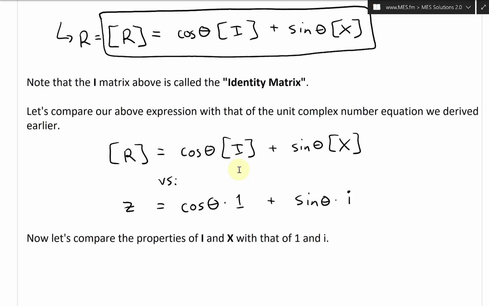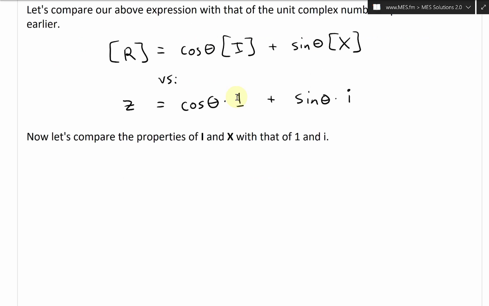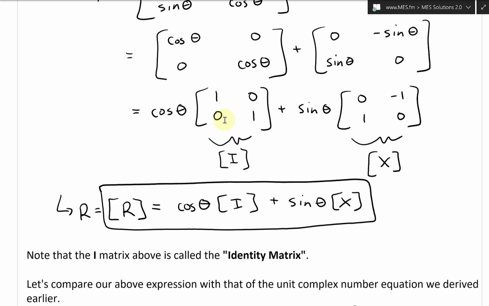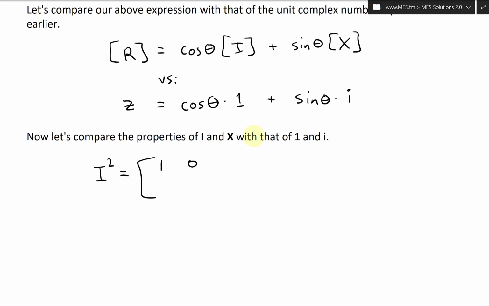So these look very, very similar. Now let's compare the properties of I and X with that of 1 and i, the imaginary unit. What I'll do is look at this I and square it. So I squared equals the identity matrix, with 1 on the diagonal and 0 everywhere else. Let's square this. In other words, we're going to do matrix multiplication.